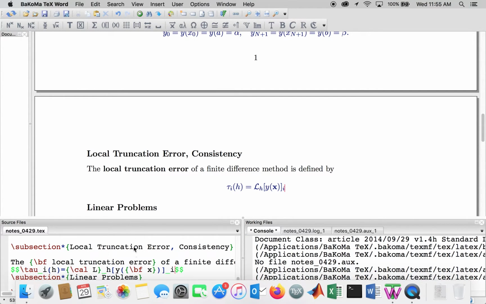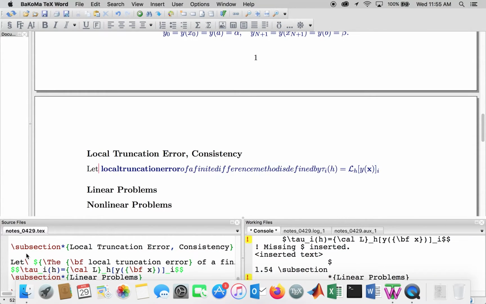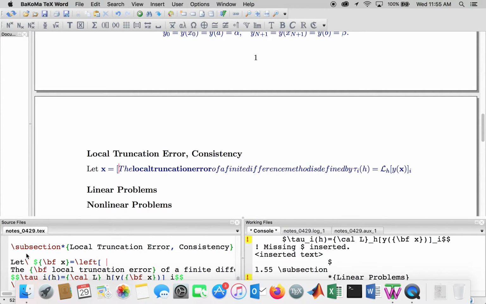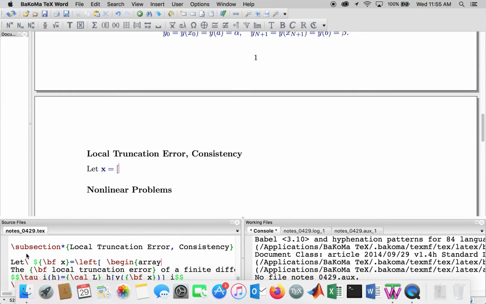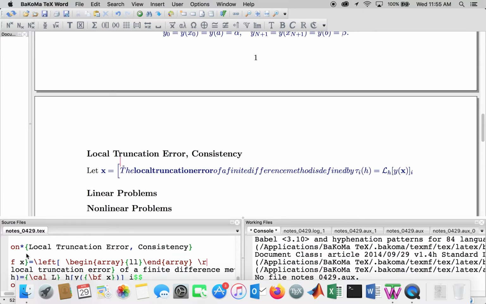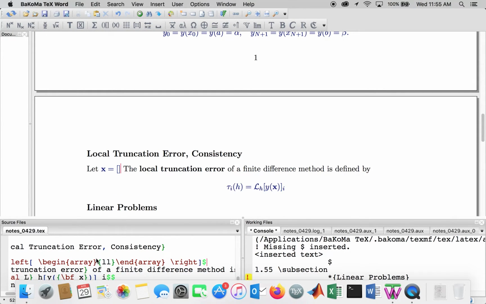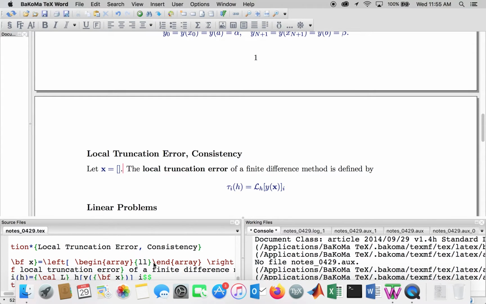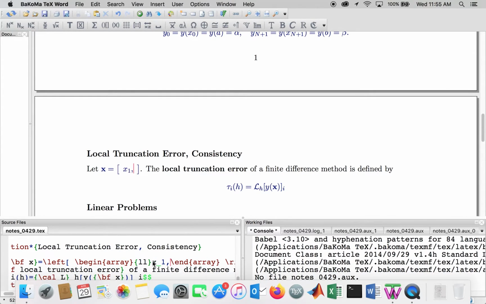Okay. Now, I need to give some notation here. Let x be a vector consisting of all of the x values.